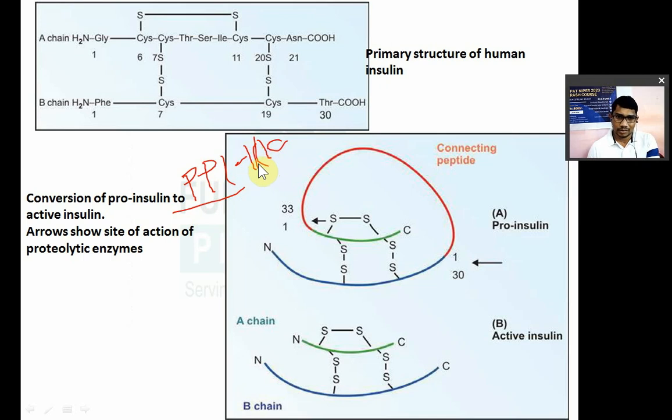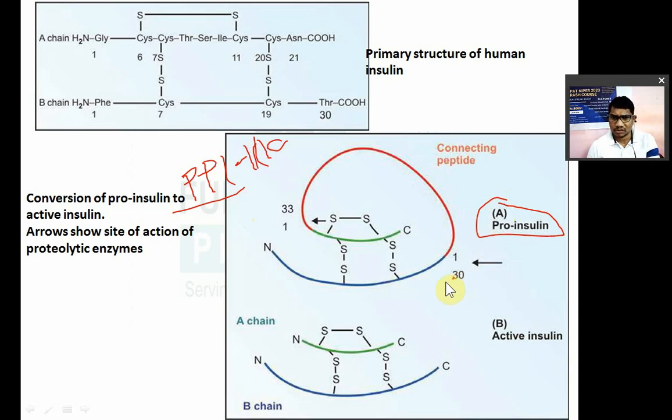Now this is broken down. इस प्री-प्रो इंसुलिन में क्या होता है, 110 अमीनो एसिड होते हैं. So now it is broken down and converted into pro insulin, which is again, I think, 76 amino acids. This is the structure of pro insulin. In the pre-pro insulin you have 110.